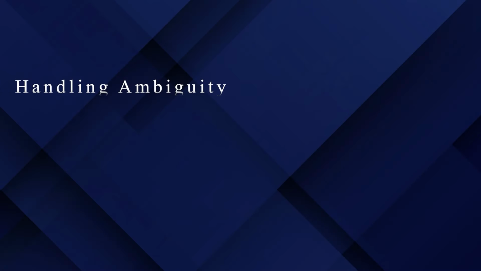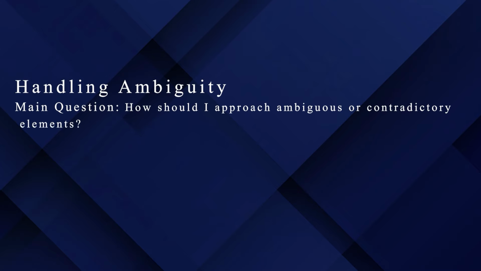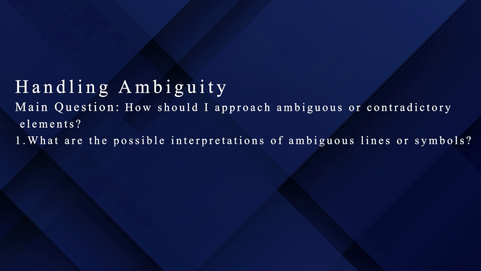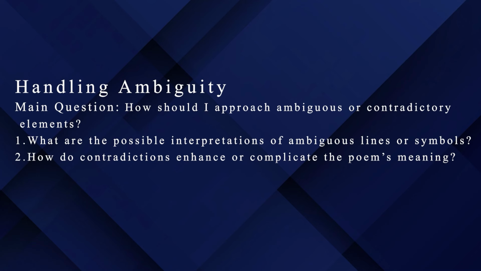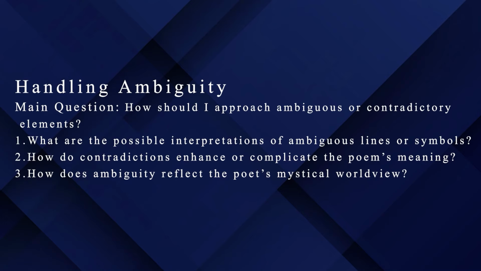Now, an important part is handling ambiguity. The main question you should be asking yourself is, how should I approach ambiguous or contradictory elements? And to answer this, you need to answer these 3 questions. What are the possible interpretations of ambiguous lines and symbols? How do contradictions enhance or complicate the poem's meaning? How does ambiguity reflect the poet's mystical worldview?